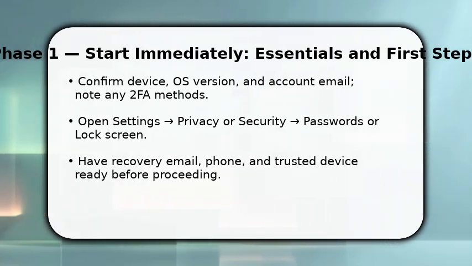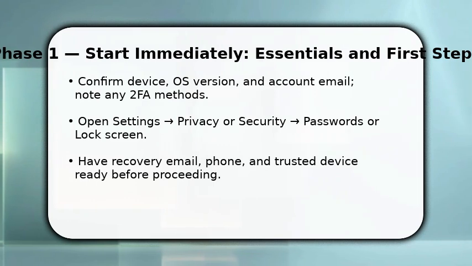You begin by locating where the privacy password lives on your device, so open Settings now and go straight to Privacy or Security. Once there, tap Passwords or Lock Screen and scan Options. Make sure you know the account email and any 2FA methods tied to it.